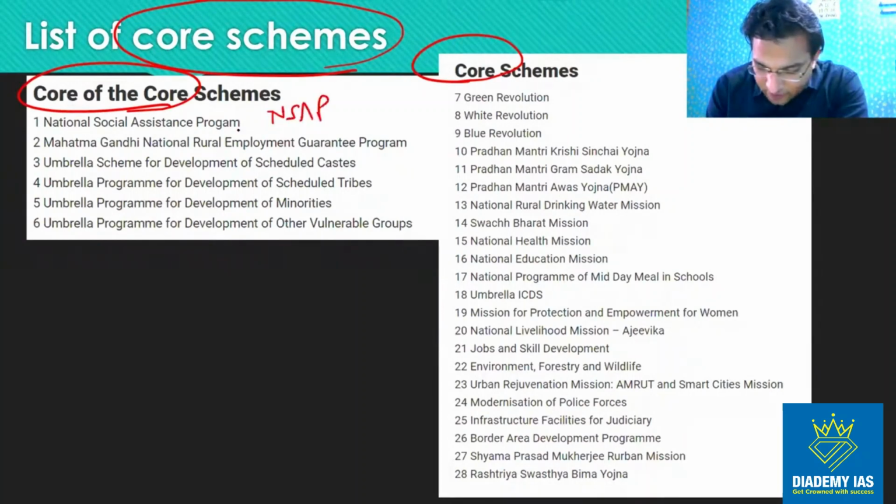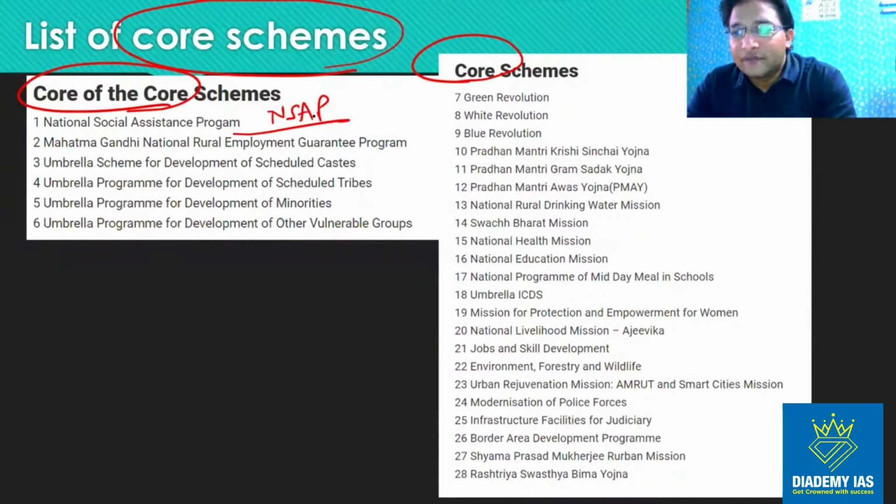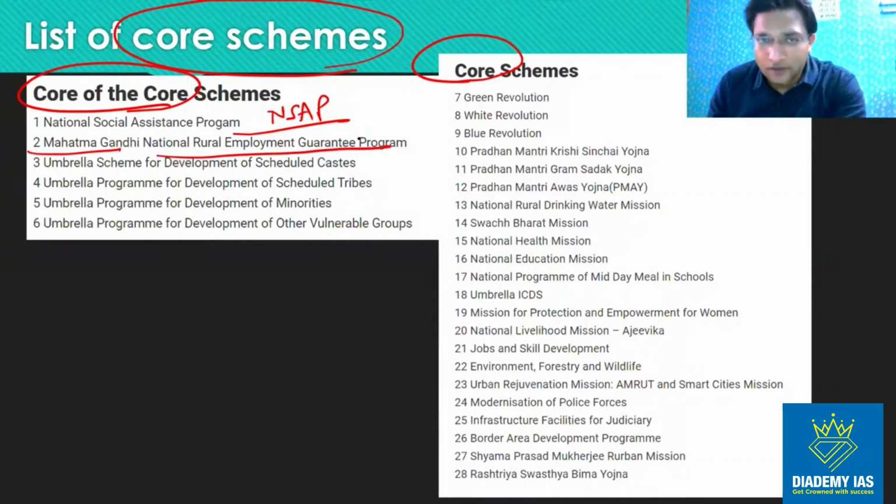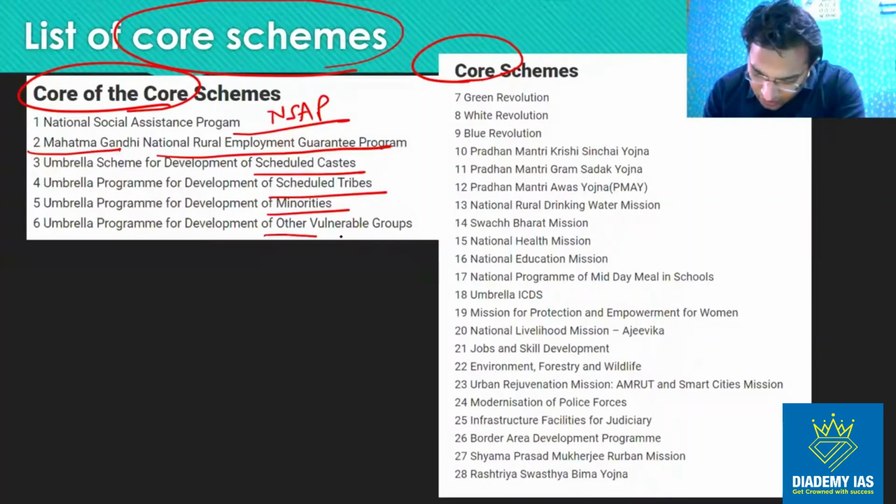Under this program, various pensions are given. For example, pension to the old age, widow, disabled, right? So various kinds of pensions are given under this National Social Assistance Program. Then MG-NREGA is also part of the core of the core. Then the umbrella scheme for development of SC, ST, minority and other vulnerable groups.